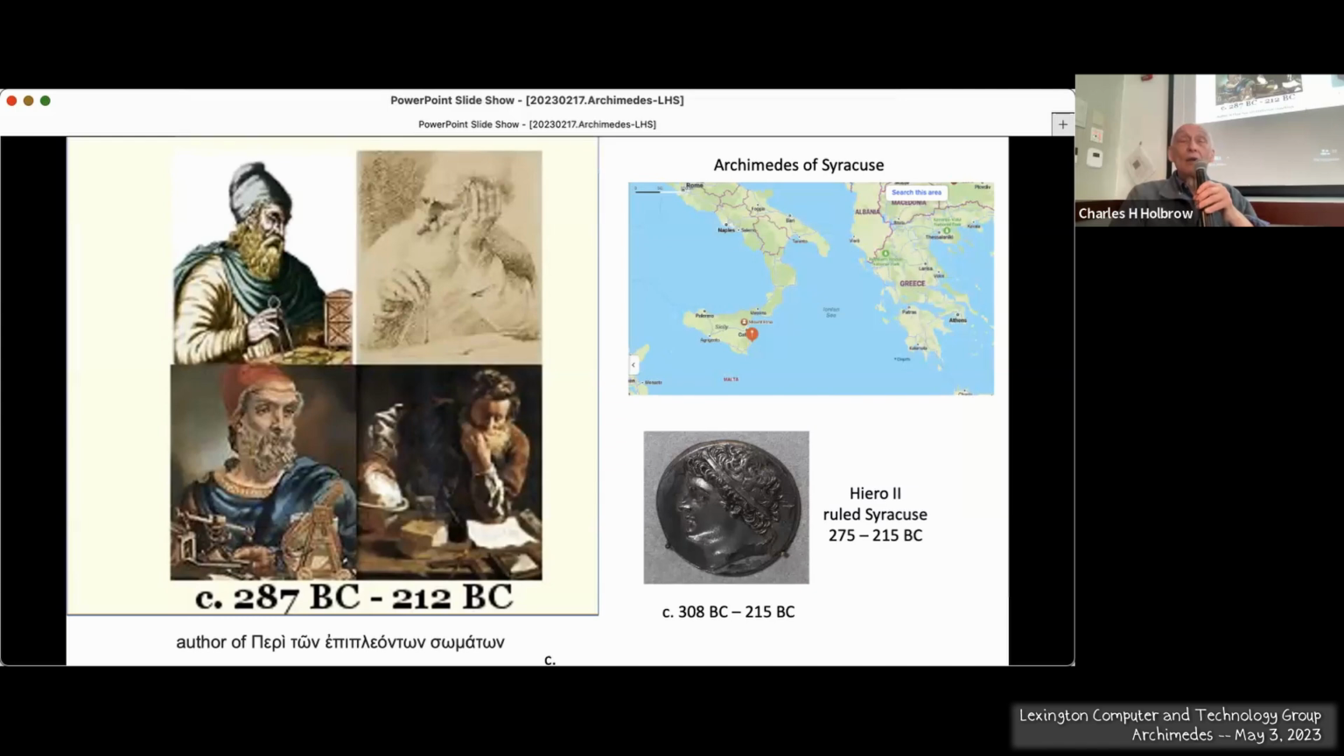Anyway, I think one of the things that was quite surprising is it's very clear, I mean, we know he was a brilliant mathematician. He was one of the first people to find a way to calculate pi by successive approximation of a polygon to a circle, and it's beautiful stuff.